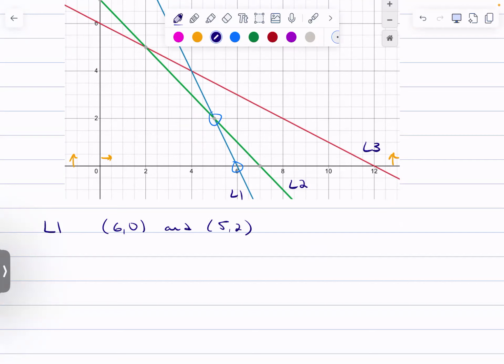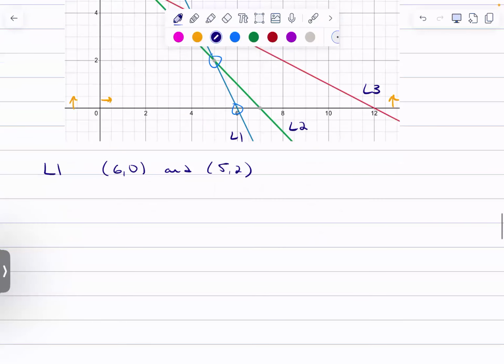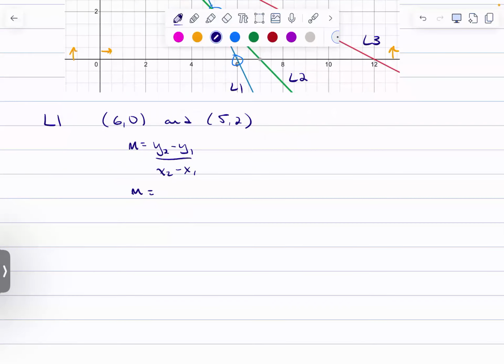From working through your assignments, that looks really familiar, right? You know how to find the slope of this, and then you can map it back. So let's do that. y2 minus y1 over x2 minus x1. The slope of this is going to be 2 minus 0 divided by 5 minus 6, putting me at -2. Which of those constraints had a slope of -2?